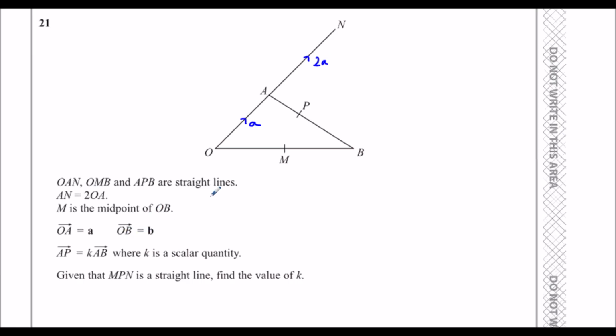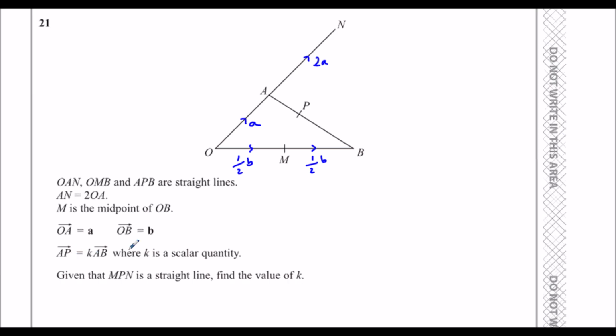O to B is called B. So the whole way across is a B. And M is halfway. So I'm actually going to write half B, O to M, and another half B, M to B.